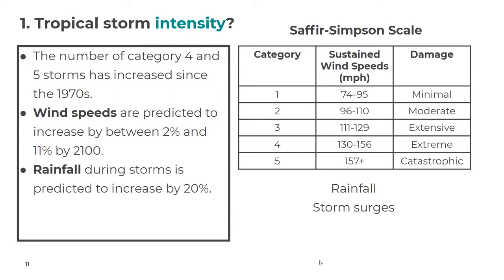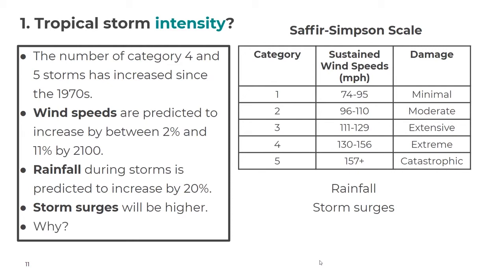Rainfall is also predicted to increase by 20%, so again an increase in intensity. And obviously if wind speeds increase, storm surges will also increase in height, so they are also predicted to increase in intensity in the future. So why might this be?